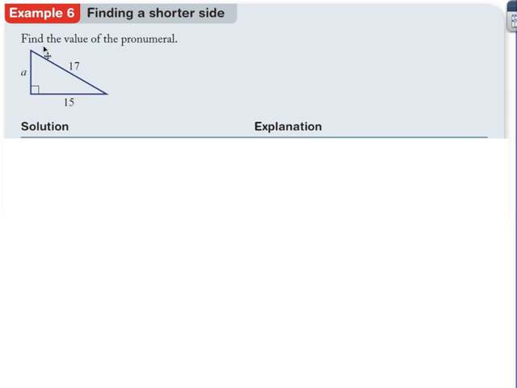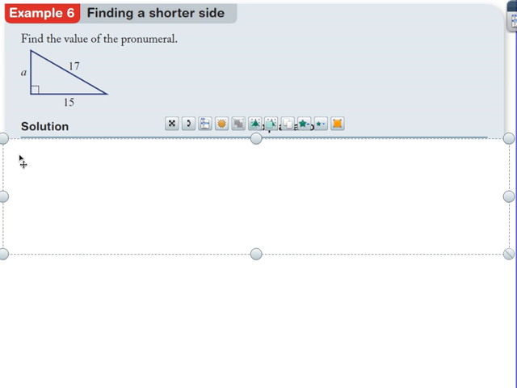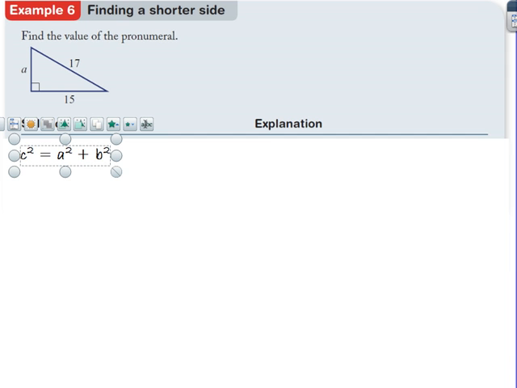Let's do an example. Find the value of the pronumeral. So the pronumeral here is a. So we're going to find the length of this side here. Step 1 tells me just to write out Pythagoras' theorem. So there it is there, magically. c squared equals a squared plus b squared.